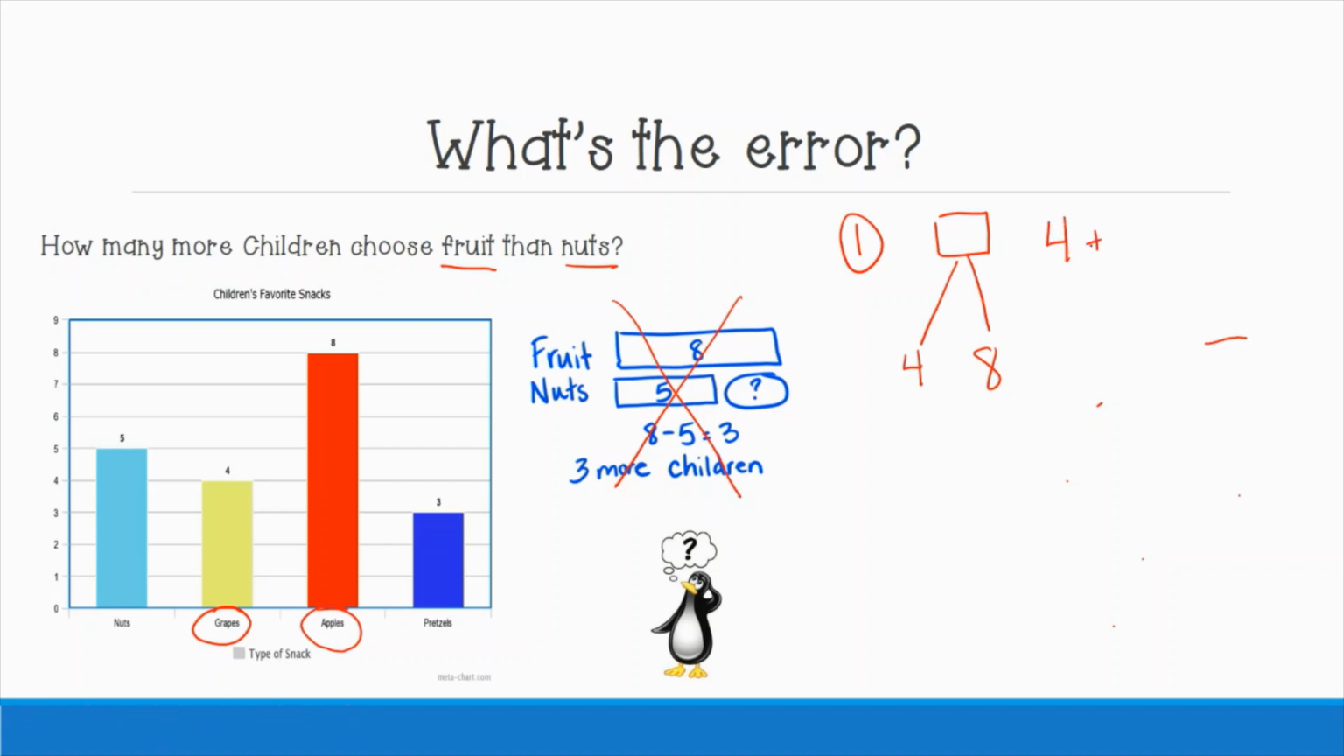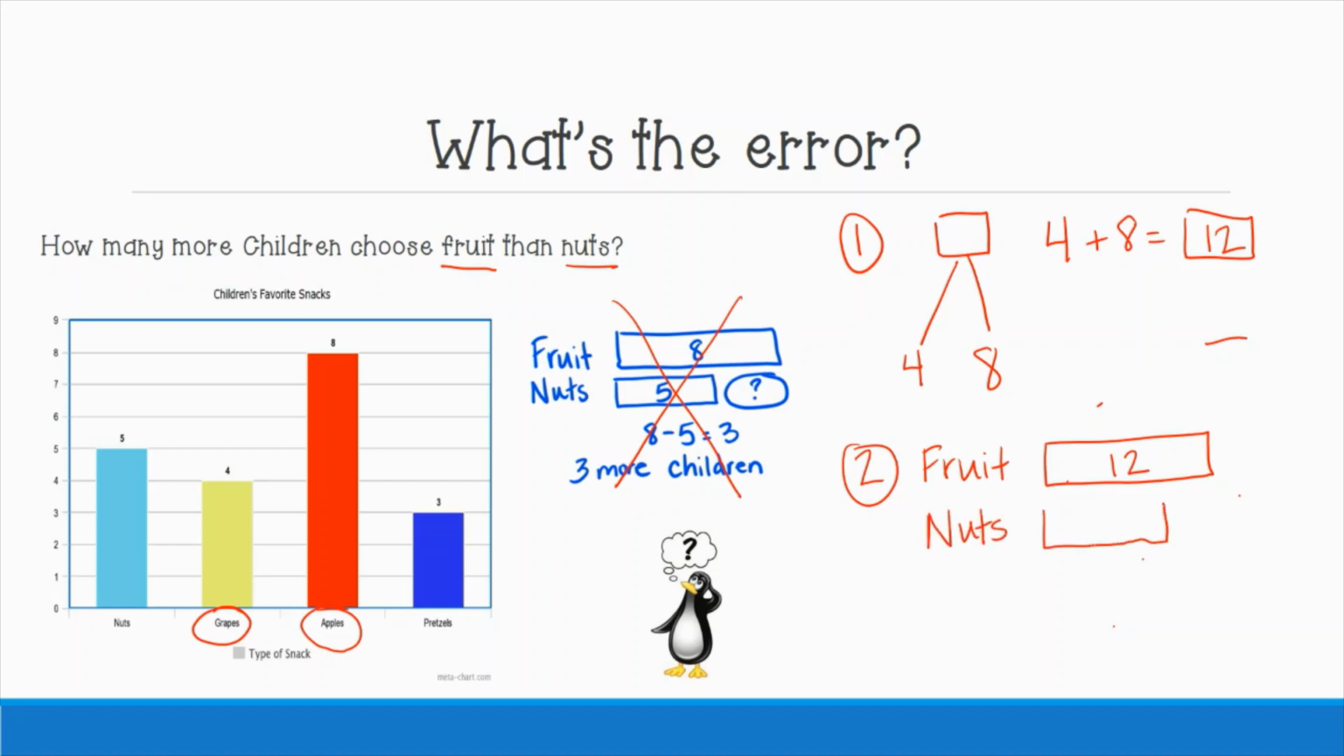So I have 2 addends and a missing total. So I'm going to add 4 plus 8 equals my unknown total. And my unknown total, 4 plus 8, is equal to 12. So I actually have 12 children who chose fruit. Now that I know that there are 12 children that chose fruit, I can rewrite the comparison bars. So my fruit is equal to 12. My nuts is still equal to 5.